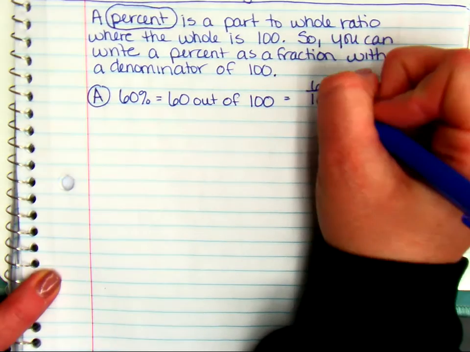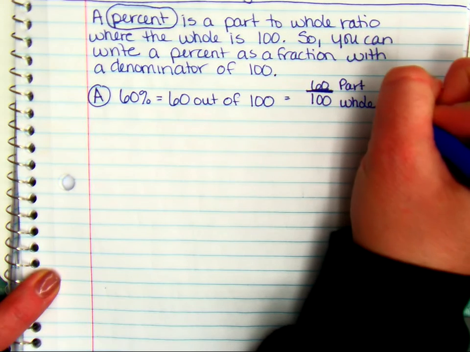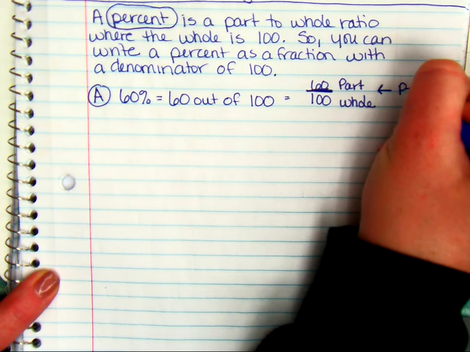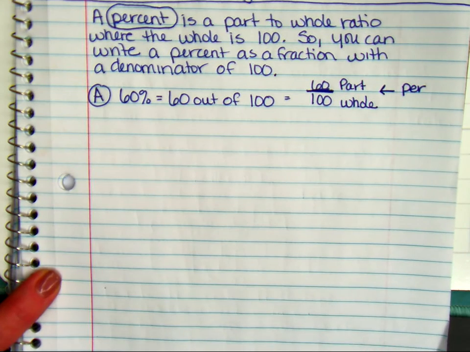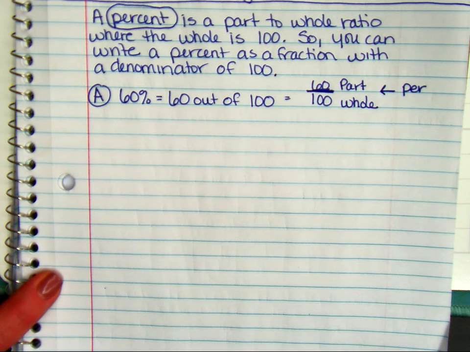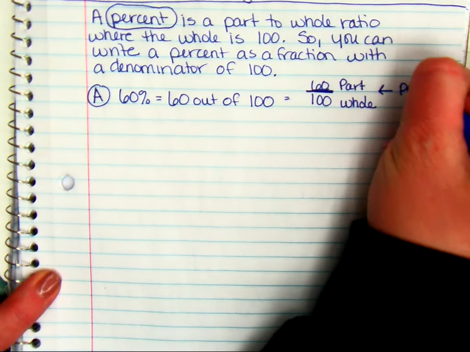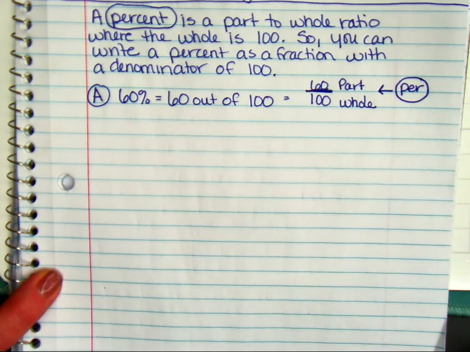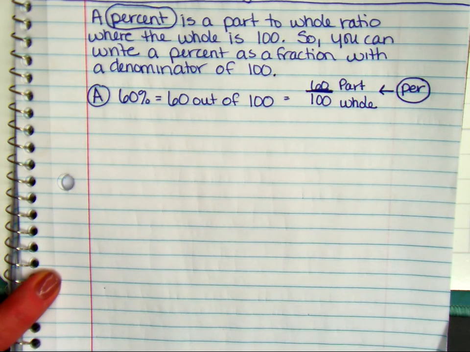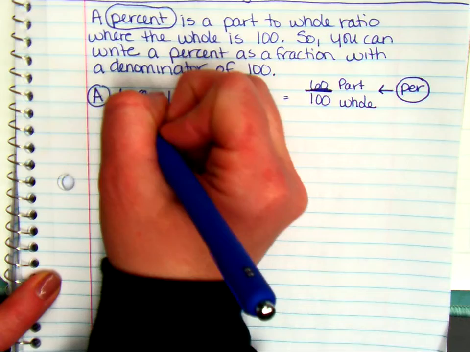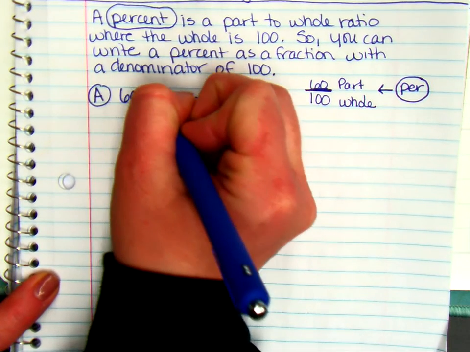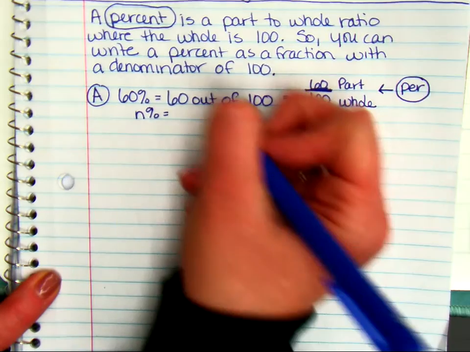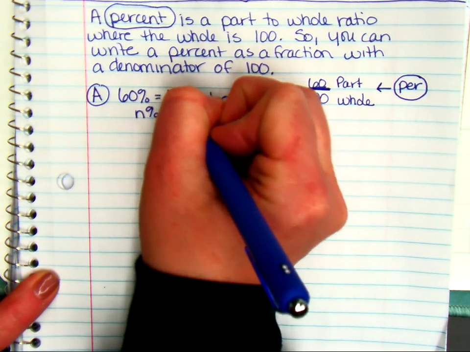And that little line right here, we call that the per line. When we see that little fraction line in a ratio, we would say the word per. So there's 60 per every 100 total. So make sure that you're using that phrase, per. It's important. Algebraically speaking, you could say it as n percent, or any percent, equals n over 100.